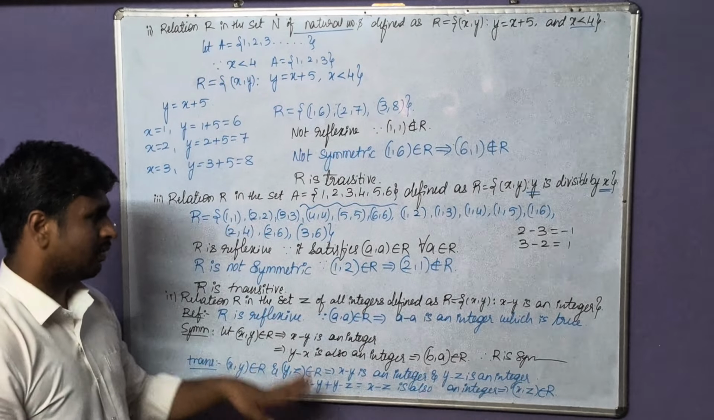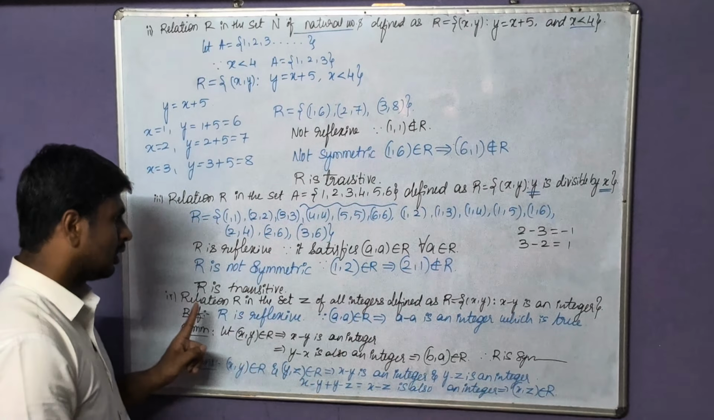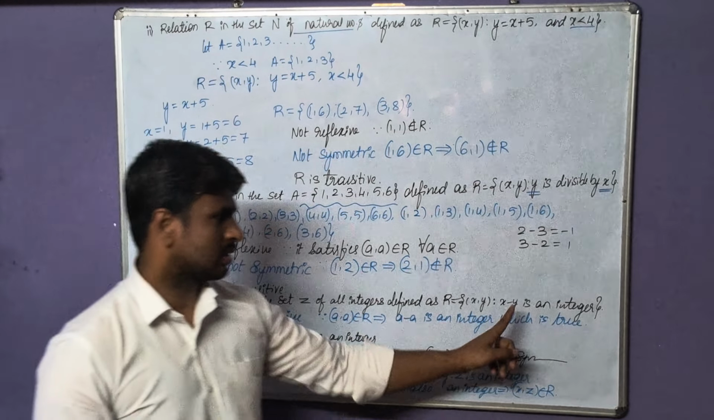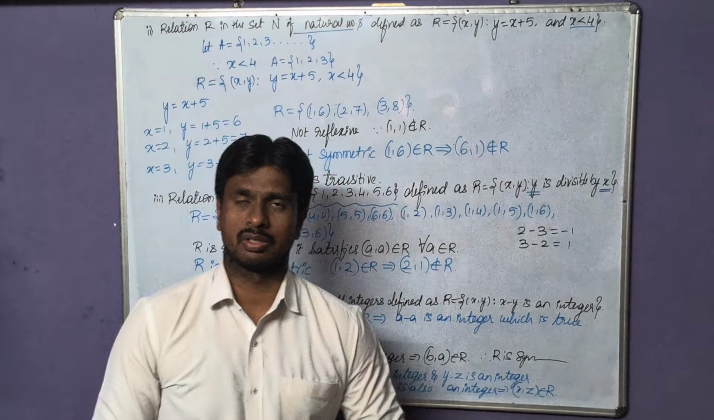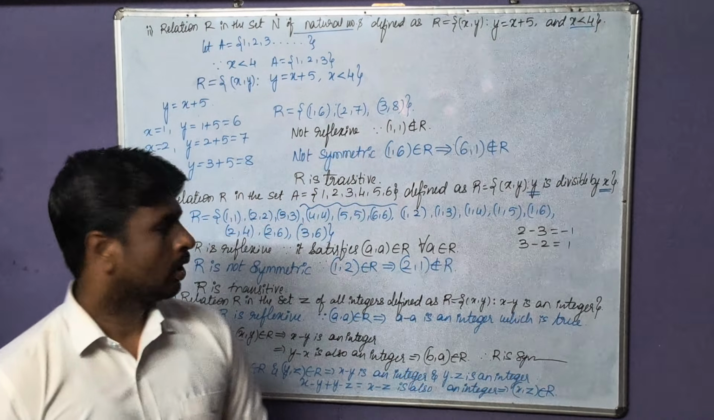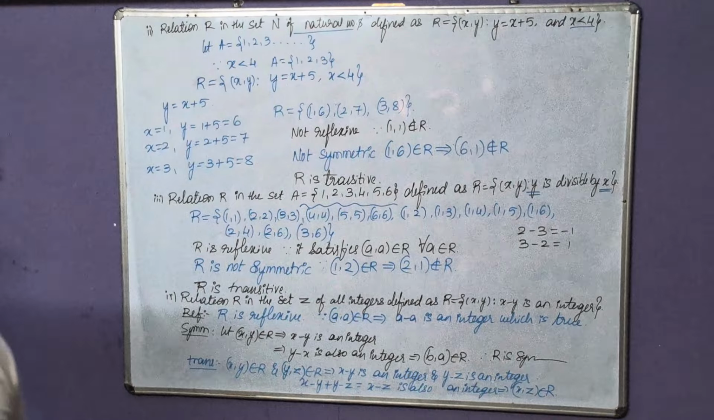Since the given relation is reflexive, symmetric and transitive, we can say that the relation R equal to the ordered pairs x comma y such that x minus y is an integer, defined on the integers, is an equivalence relation. So I hope you have understood this. We will move on to the next question.